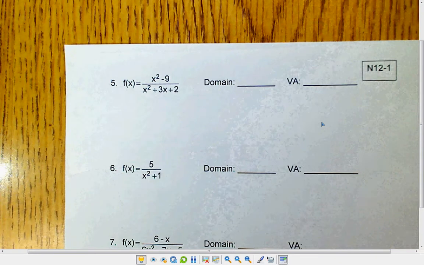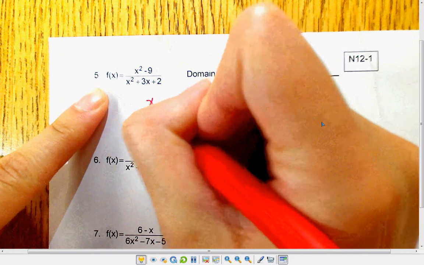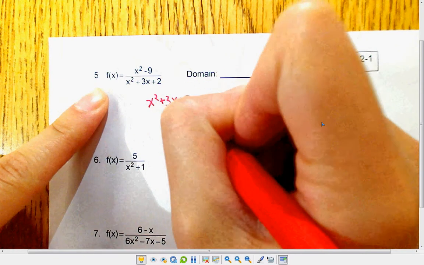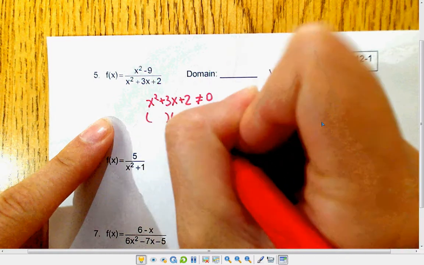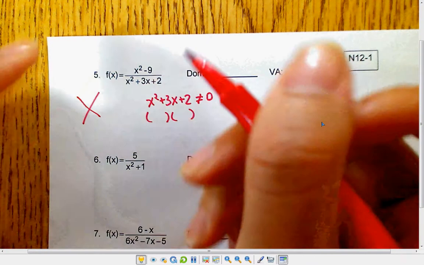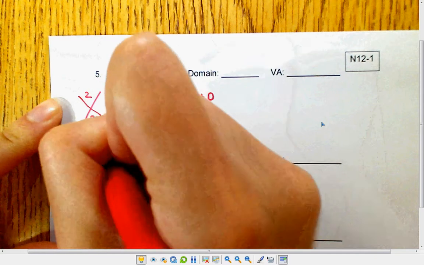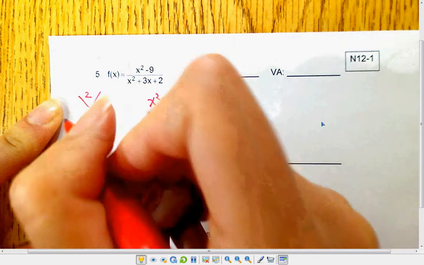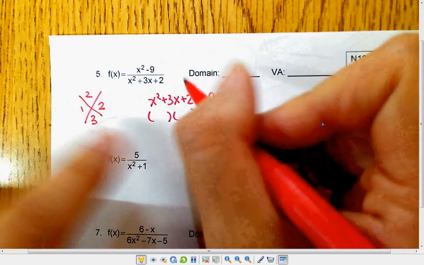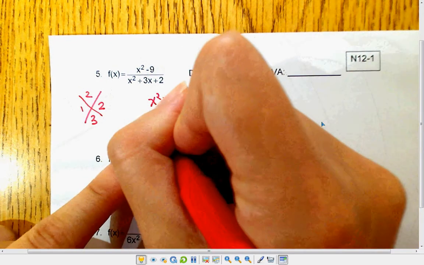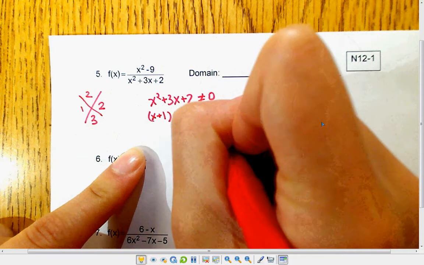So same idea, but things are going to get a little bit more complicated. So for number 5 here, again, we have our denominator cannot equal 0. But for this one, we're going to have to factor it, right? So we want to turn this into, it's a trinomial. What two numbers multiply to give you, in this case 1 times 2 is 2, add to give you 3. So that's going to give us 1 and 2. And so because your a is equal to 1, we don't need to do the box for this one. So this is just x plus 1, x plus 2 does not equal 0.